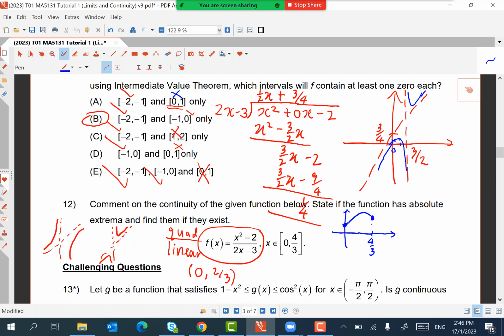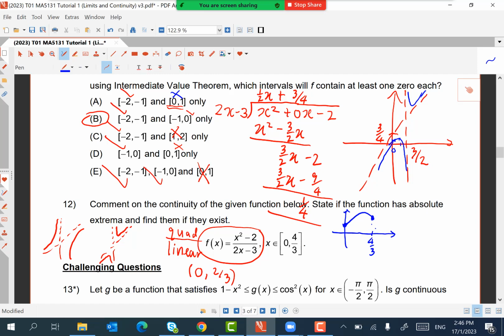Just between 0 and 4/3. 8, 9. Okay, just to be sure, let me think for a moment first. Times 2, 6, 8, times 3, 9. Okay, so I think the graph looks like this.